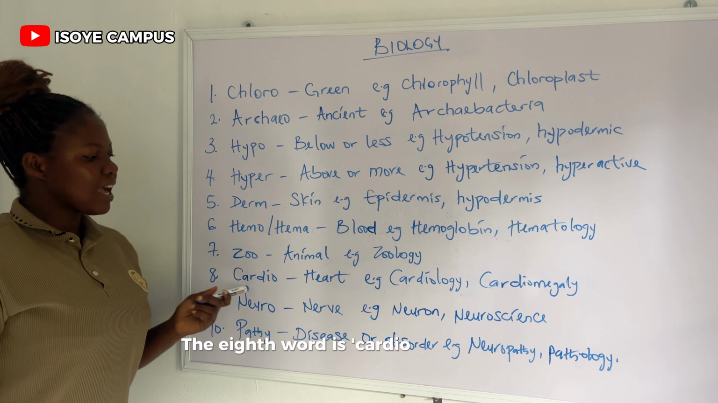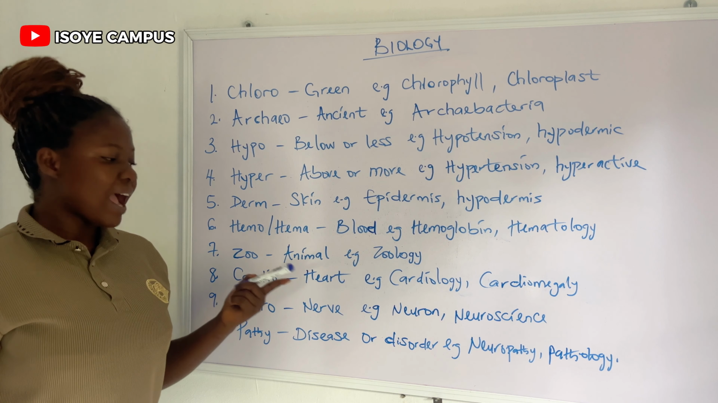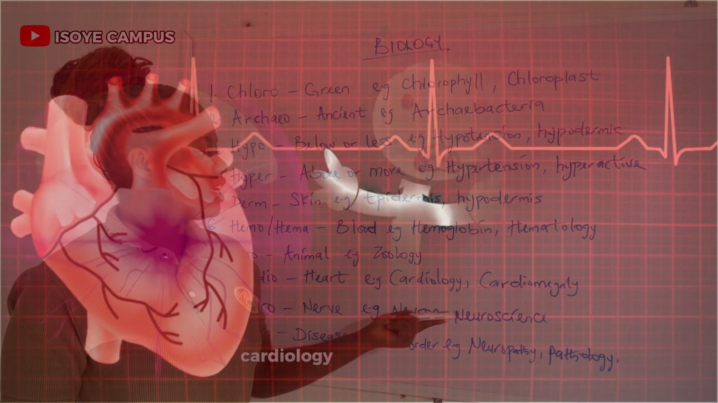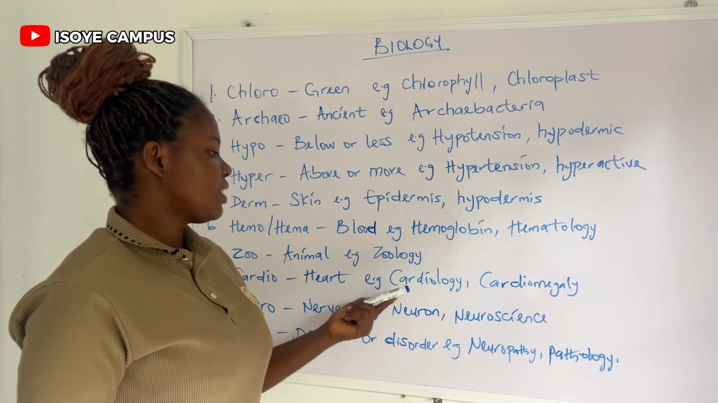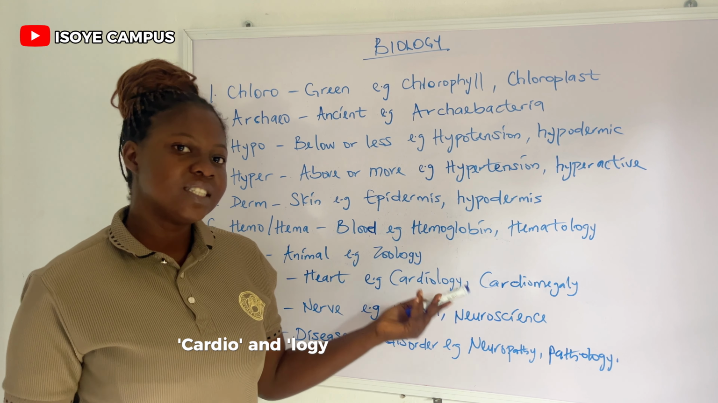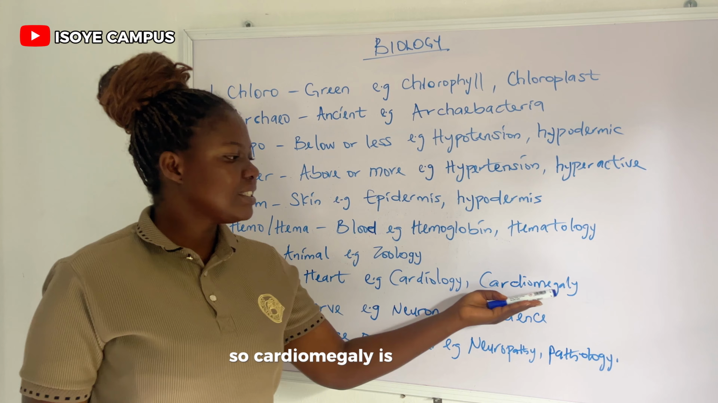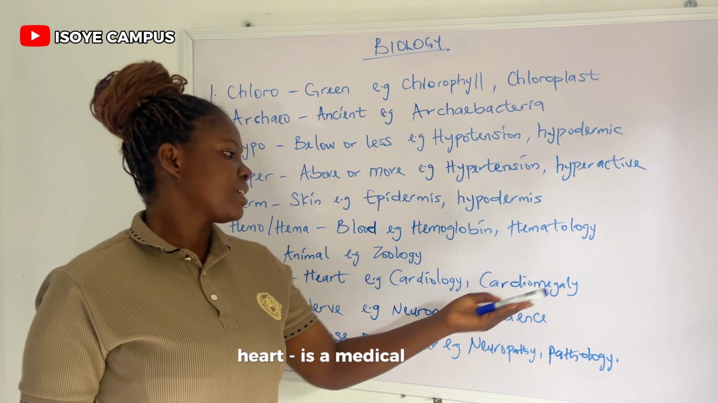The eighth word is cardio. When you see cardio, heart should come to your mind. Cardio means heart. So I have two examples, cardiology and cardiomegaly. Cardio and logy means the study of the heart. So cardiomegaly is an enlarged heart, it's a medical condition.